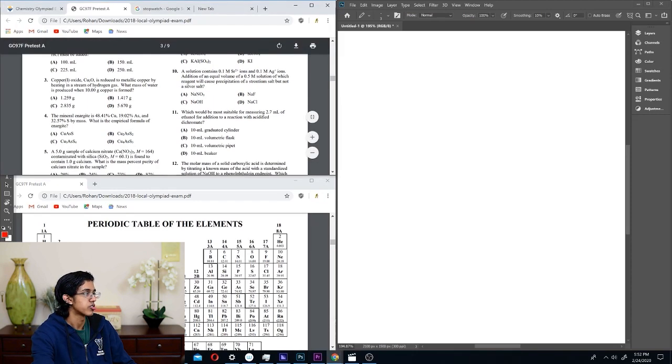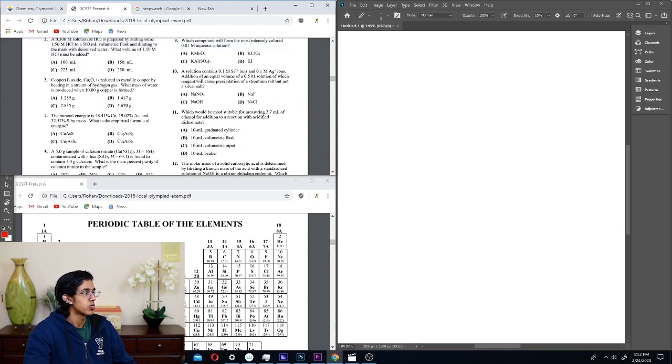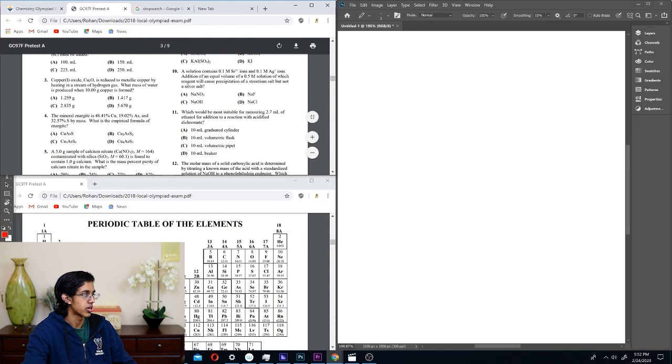Number 10. A solution contains 0.1 molar Sr2+ ions and 0.1 molar Ag+ ions. Addition of an equal volume of 0.5 molar solution of which reagent will cause precipitation as a strontium salt, but not a silver salt? Wait, what? So AgNO3, wait, but strontium? Well, AgCl for sure will be a precipitate, so that's out of the picture. I'm pretty sure AgNO3 is fine, but I'm pretty sure Sr(NO3)2 also works.